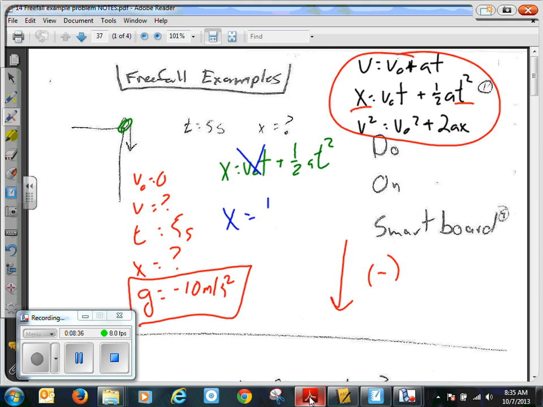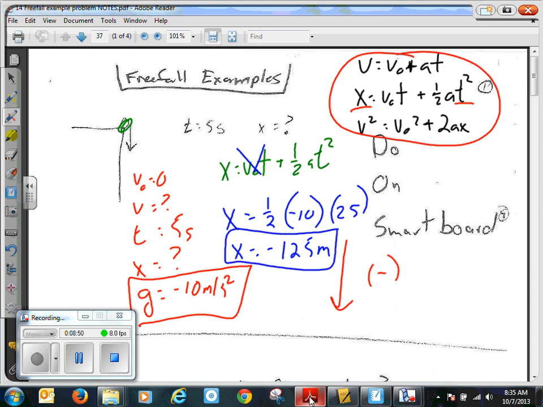x, or displacement, equals 1/2 times -10 times 25. Okay, so x equals then -125 meters. Now you should look at your math and say, well, I got a negative number. That means it should be down because of what I said in the beginning. So is this displacement from beginning to end in the negative direction? Yes, it is. Probably the right answer. Any questions about that?